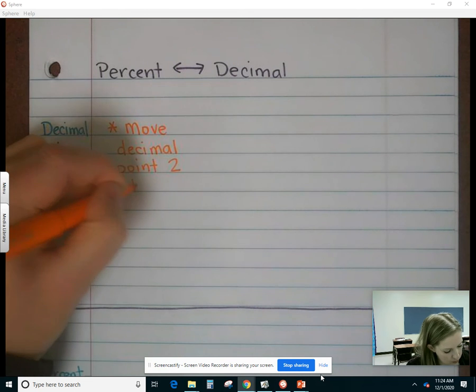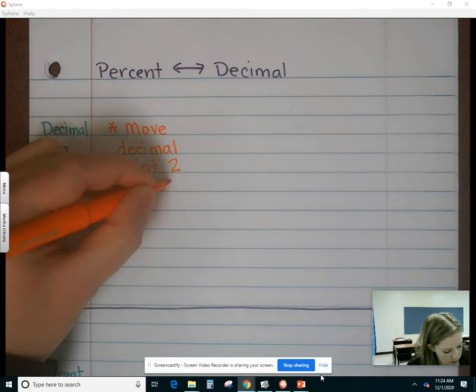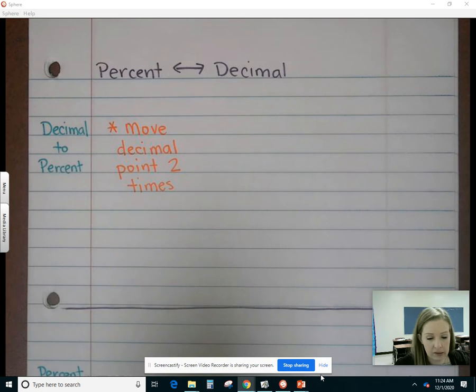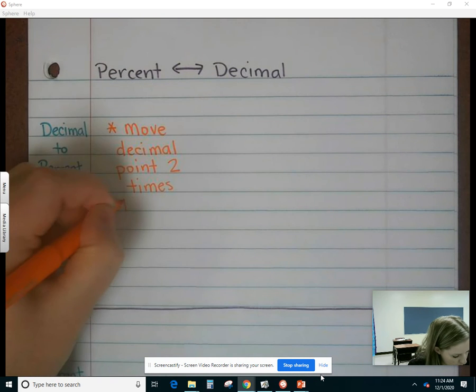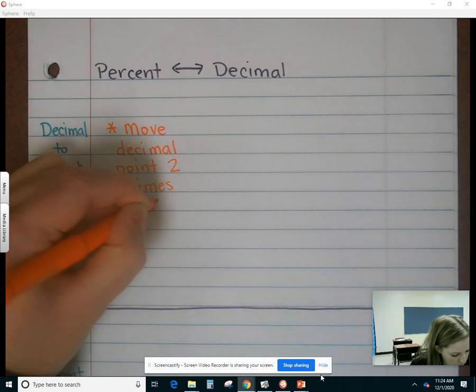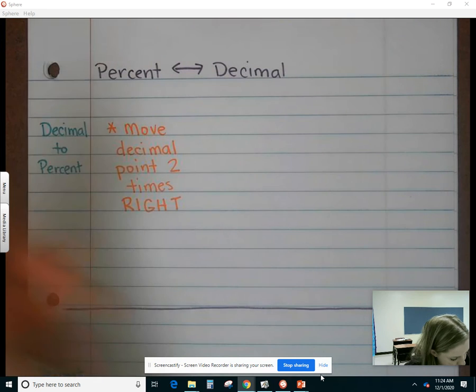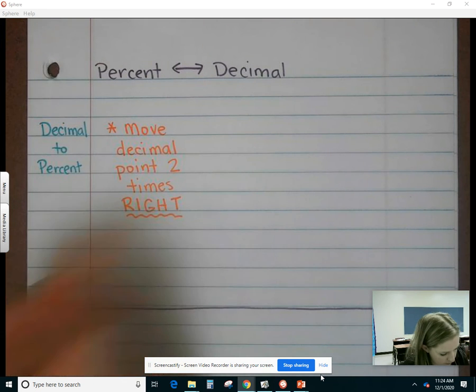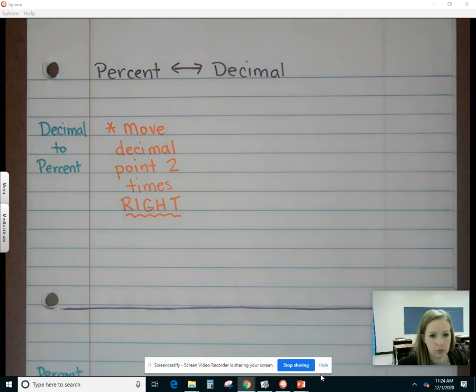And you're going to move it 2 times either way. But when you're going from a decimal to a percent, you're going to be moving it 2 times to the right. So we'll do a few examples of what this would look like.